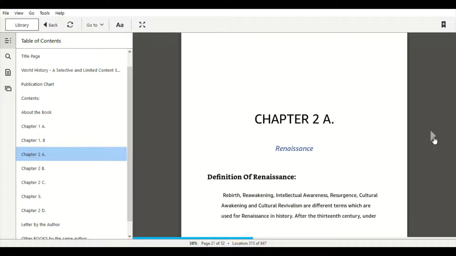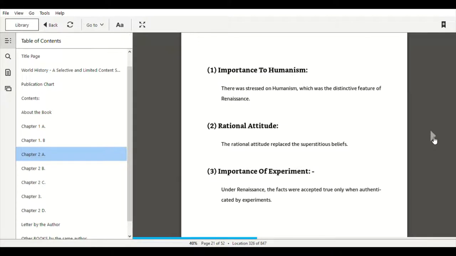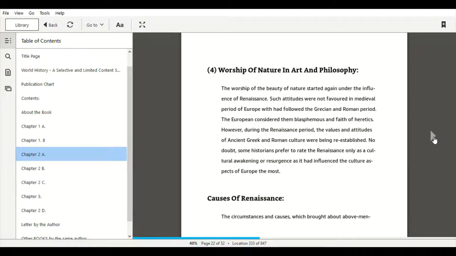And after giving the definition, the main features of Renaissance, which I have emphasized in a different manner, because there had been some short answers also which asked for the main features of the Renaissance. So in this manner I have tried to present it in the book, so that you can easily frame a small short note on the basis of the content which I have given.